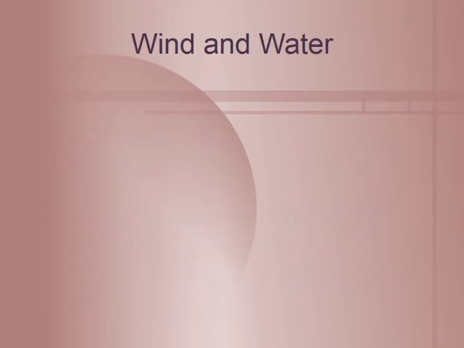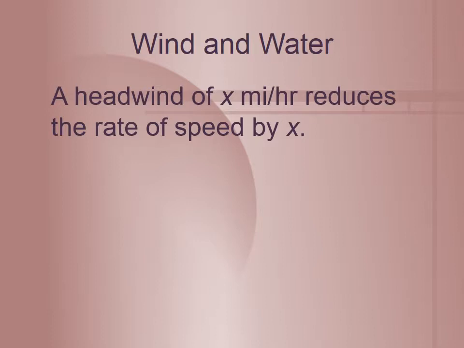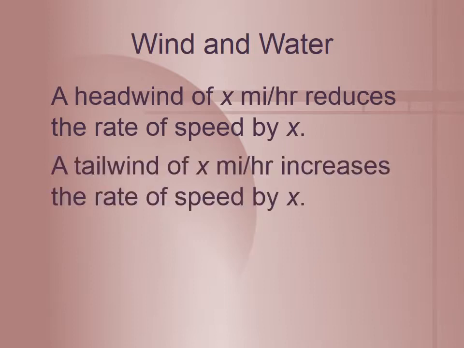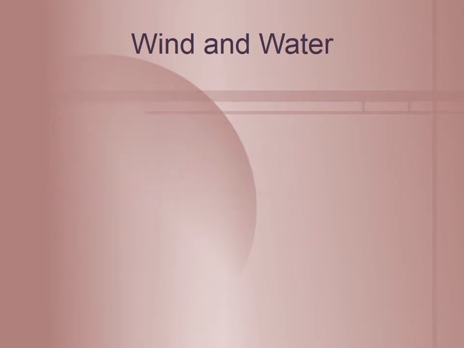Let's talk about wind and water. So in the water, or even in the sky, we have things called currents, right? And we fight against them. In the sky, airplanes come up against something called a headwind. So the headwind is going to reduce the rate of speed by x. So you're going to subtract x. But a tailwind, so wind coming from the tail, is going to make the plane go faster. So it's going to increase the rate of speed by x, or you're going to add x.